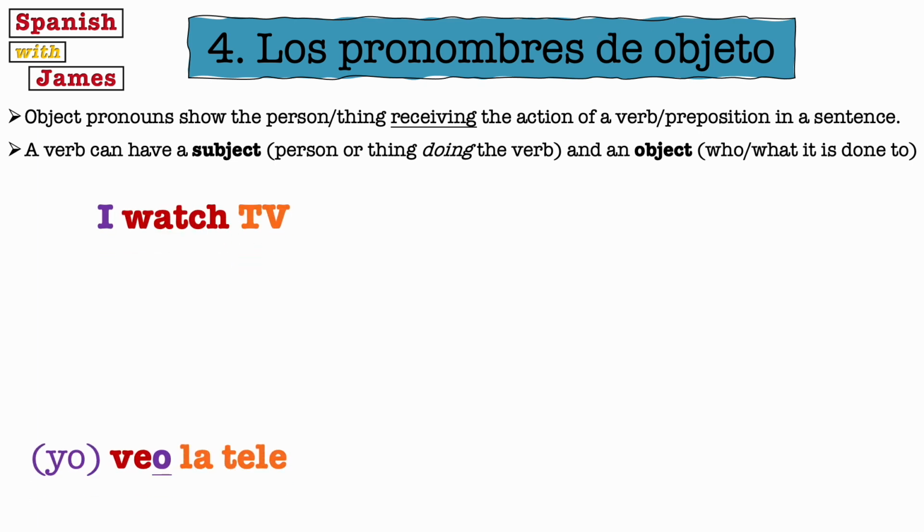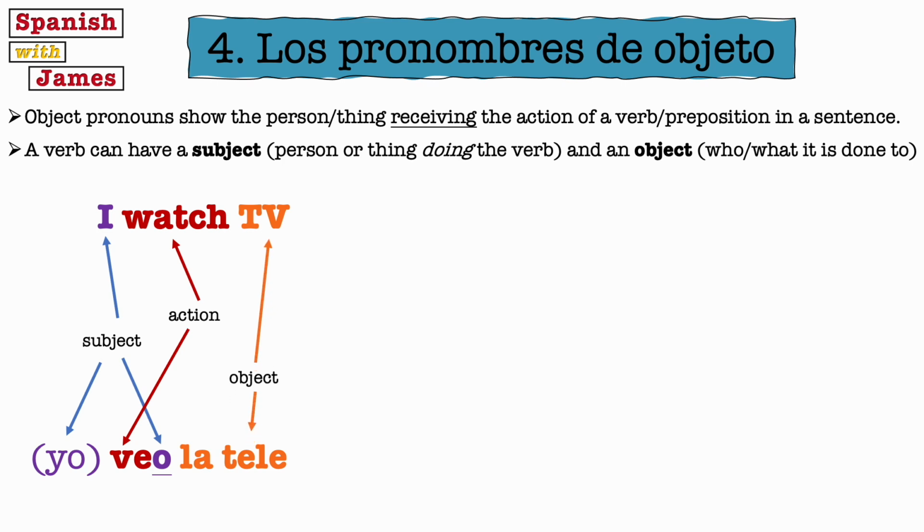The subject tells us who's doing the action of the verb, and the object is who it's being done to. For example, if I said, I watch TV, veo la tele, or yo veo la tele. The action is watching, it's the verb ver. The subject is I, which is yo, or it can just be in the o that I put on the end of ver. And the thing being watched, the object, is the tele, the TV, la tele. So I am the subject because I'm doing the watching. The TV is the object because it's being watched.